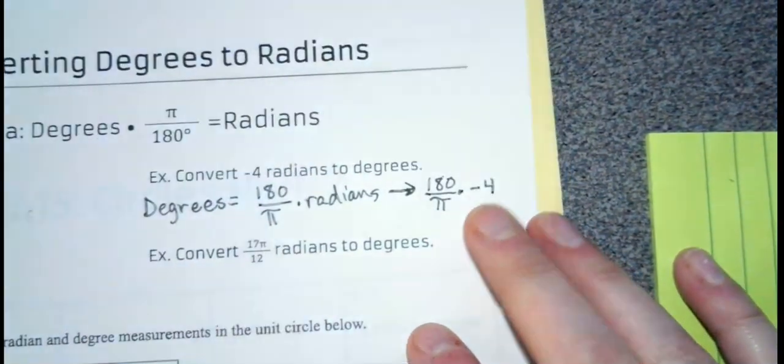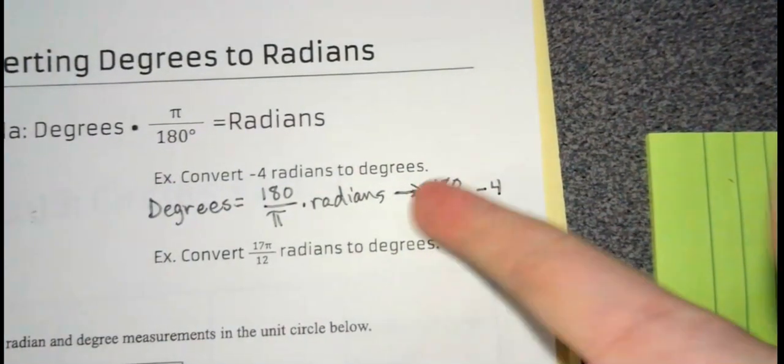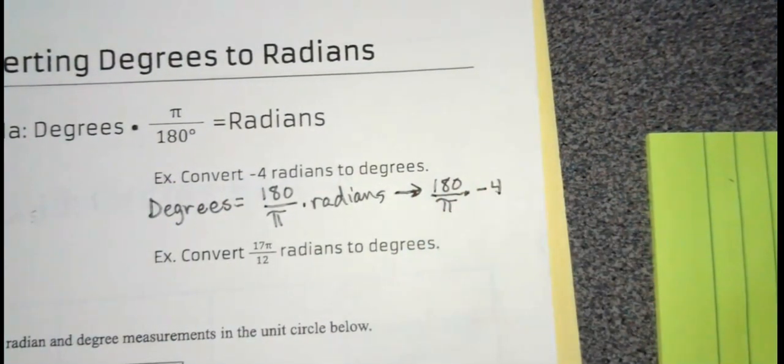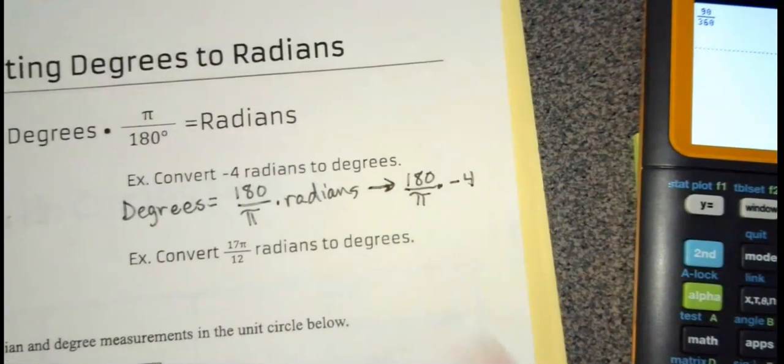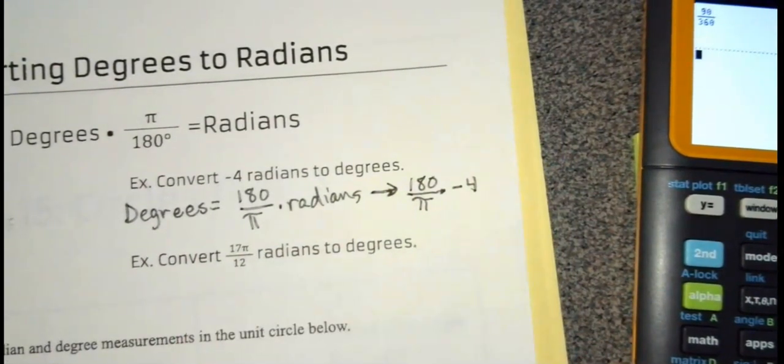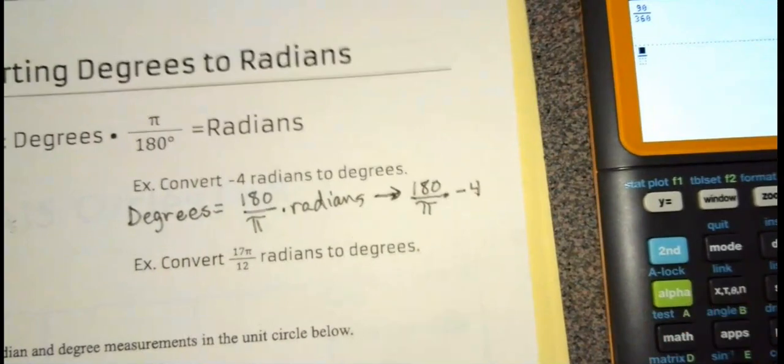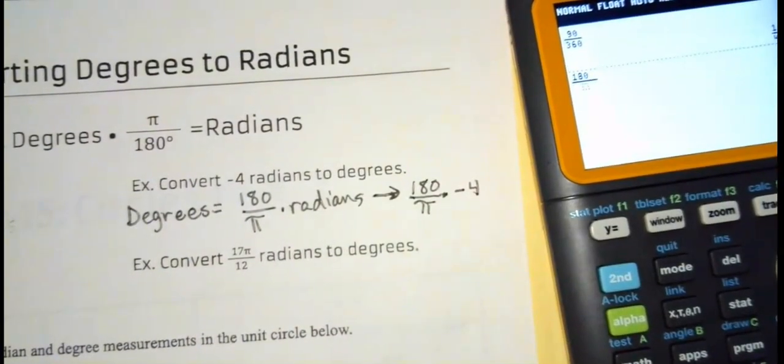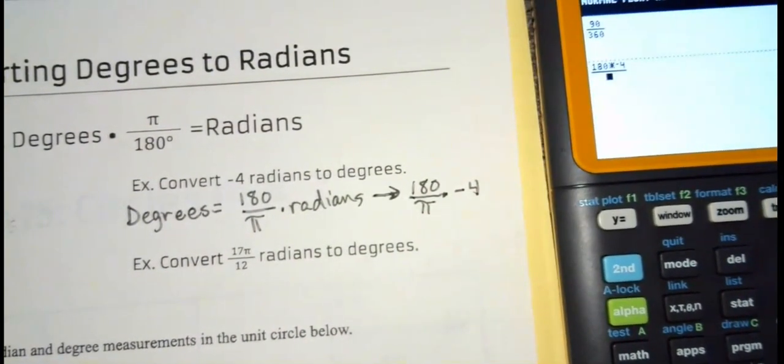It's just you invert the fraction and you multiply by radians. All right, so what does that look like? 180 over pi times -4. What ends up happening is you do 180 times -4, then you divide it by pi. This -4 is in the numerator, so it's getting multiplied by that. You can type all of that in the calculator at the same time if you want.